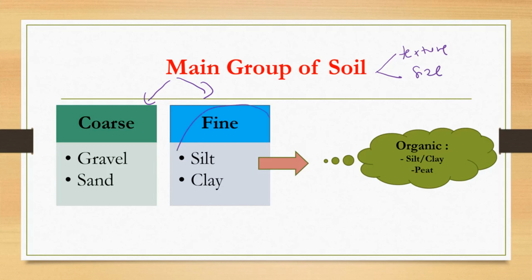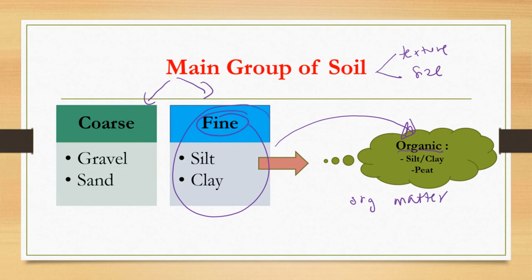In addition to fine grain soil, we have organic soil. So organic soil is a fine grain soil with sufficient amounts of organic matter. So it has organic matter. We have types of organic matter here: we have silt and clay and also peat. Alright, so later we will discuss that.